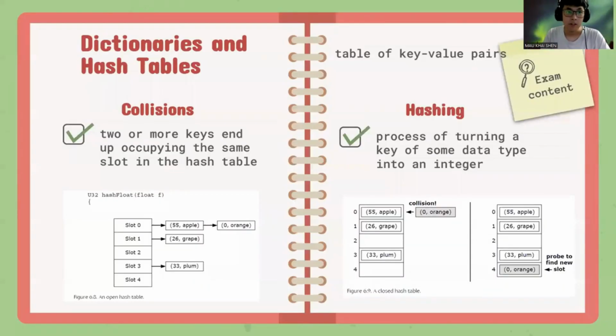All right. A dictionary or hash table is a table of key-value pairs. For these key-value pairs, there can be a collision, where two or more keys end up occupying the same slot in the hash table. The dictionary uses the hashing method, which is the process of turning a key of some data type into an integer. The two figures below show how to handle this collision. For an open hash table, it uses a linked list to avoid collision, while a closed hash table probes to find a new slot.